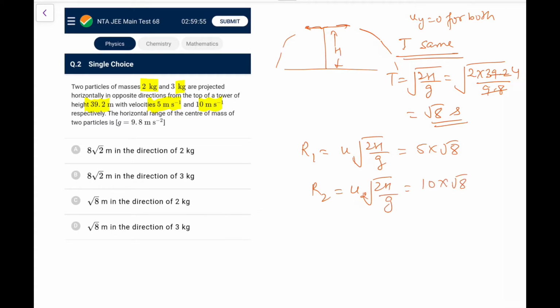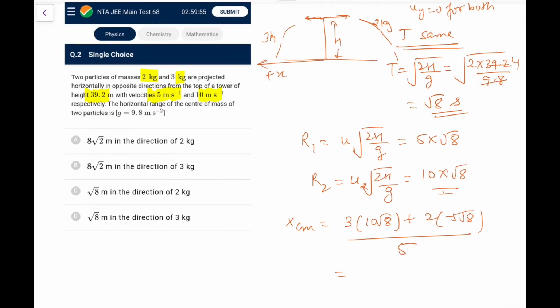So if I take the CM's position, this is the 2 kg and this one is the 3 kg. I take this direction as positive x because 3 kg would be more and its speed is more. So xcm would be 3 into 10 root 8 plus 2 into minus 5 root 8, divided by 3 plus 2, that is 5. So that is 30 minus 10, that is 20 root 8 by 5, that is 4 root 8. So 4 root 8 you can write as 8 root 2 and it is in the direction of the 3 kg. So I'll go for option B. It's just a regular one asked very smartly, you should go for it.